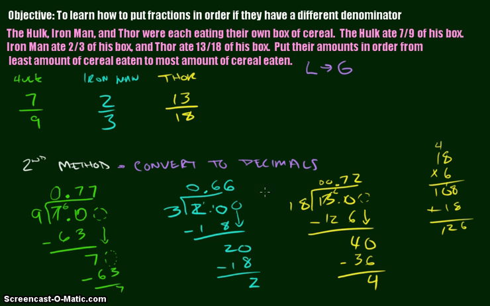So my lowest number, it looks like, is 66 hundredths. My second lowest is 72 hundredths, and my third lowest is 77 hundredths, which is the same order that we had last time. So from least to greatest, it's 2/3, the 66 hundredths. What is next? And then 13/18, which is the 72 hundredths. And then finally Hulk comes in with the greatest with 77 hundredths, which is the 7/9.